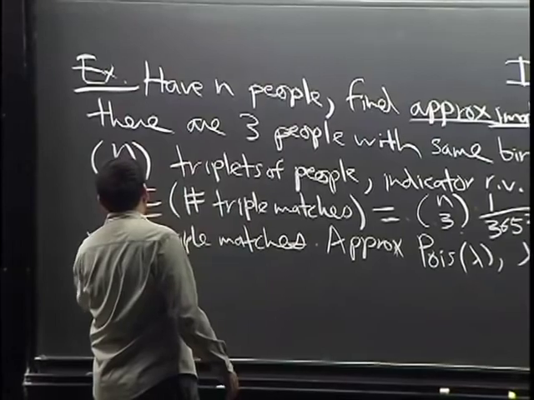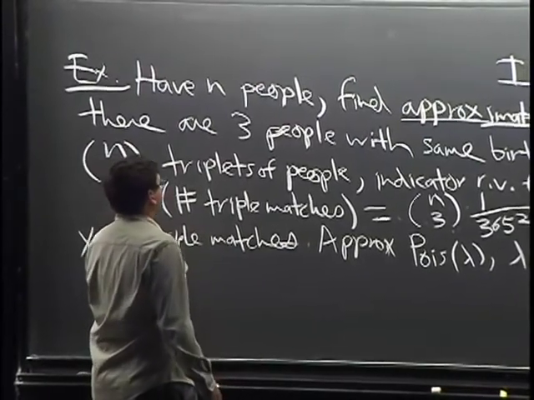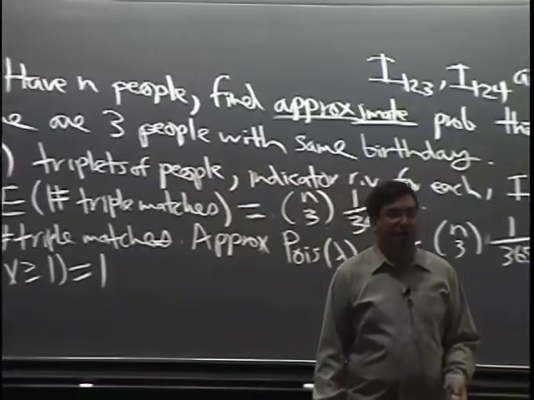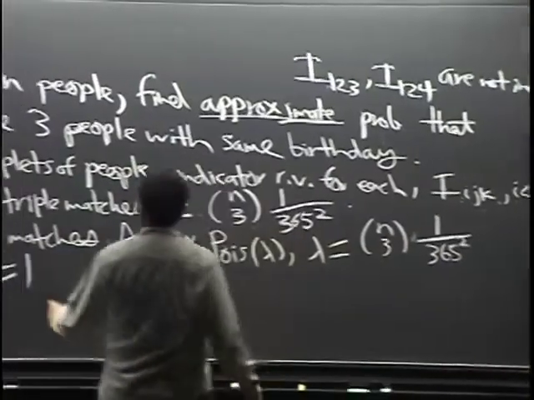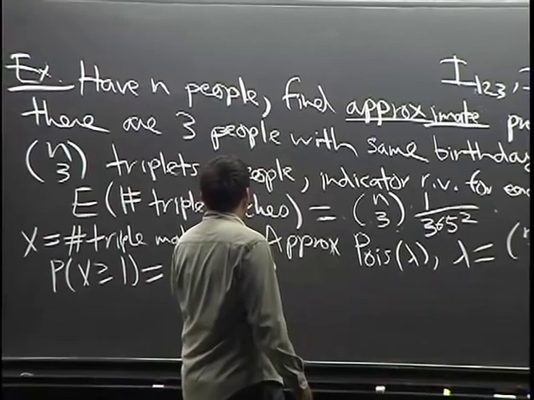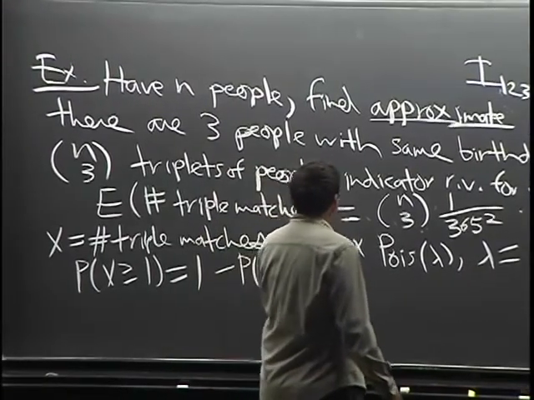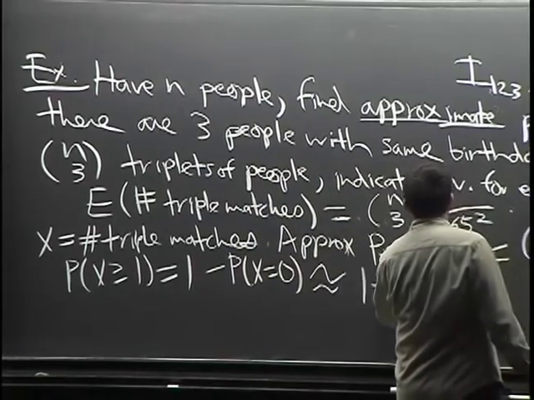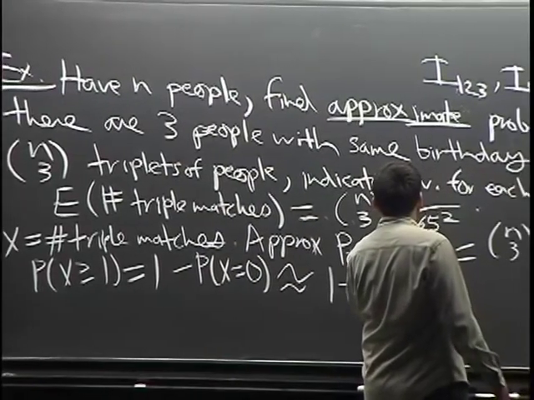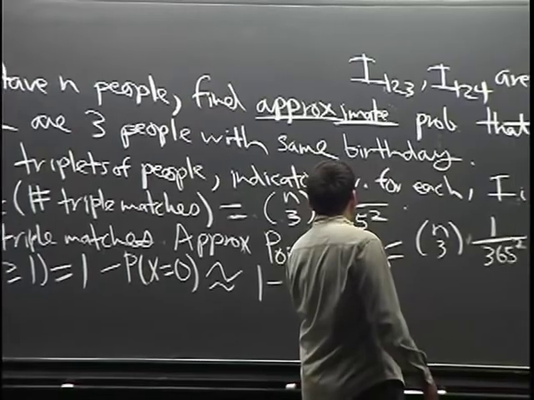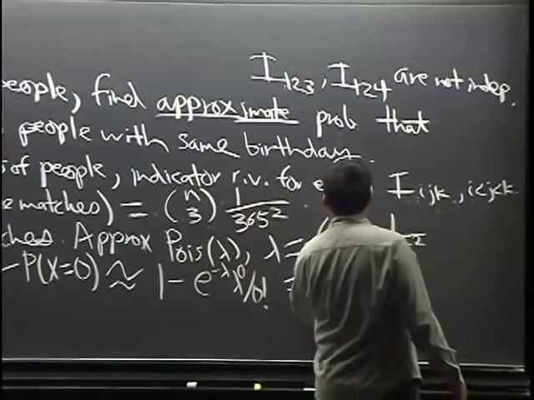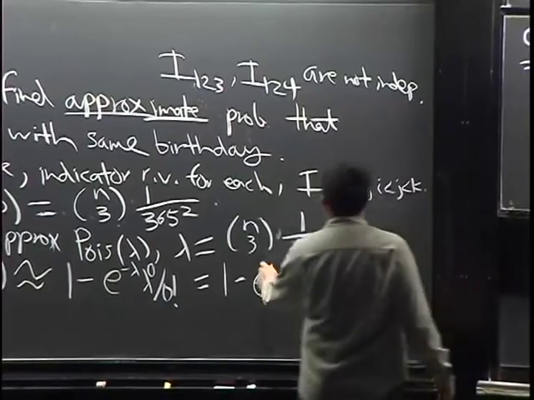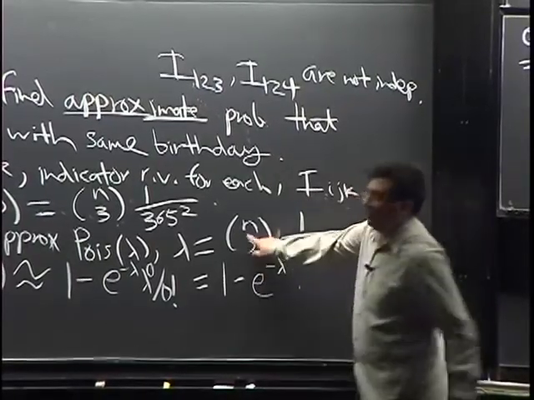So this seems like a reasonable approximation, and then to finish the calculation, we would just say, we want to know the probability of at least one triple match. And as is often the case, it's easier to do the complement, so that's 1 minus the probability that x equals 0. And as an approximation, that's going to be 1 minus e to the minus lambda times lambda to the 0 over 0 factorial, which of course is just 1 minus e to the minus lambda. So that's 1 minus e to the minus lambda, where lambda is this.